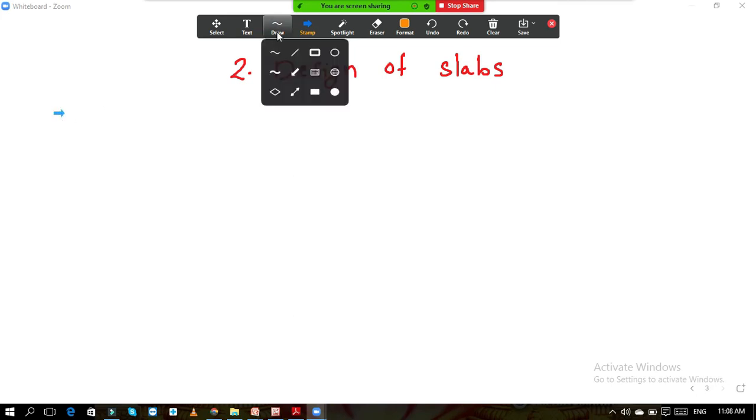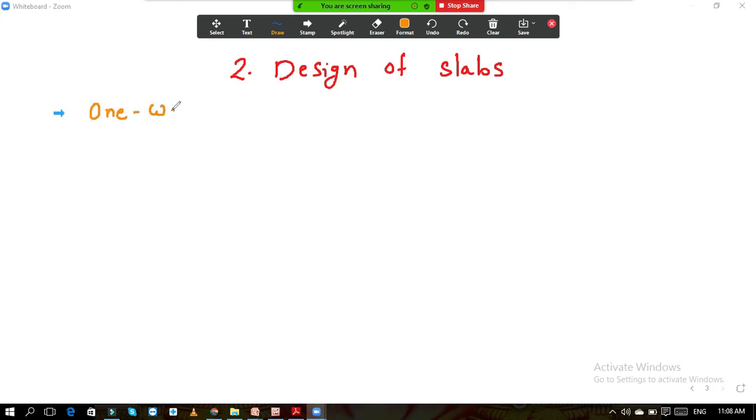Now unit number 2, the second unit, is design of slabs. For your syllabus, there are four types of slabs you need to design. Those slabs are, first, the one way slab. I will explain one by one what it is. I am just telling you what is there in your syllabus.